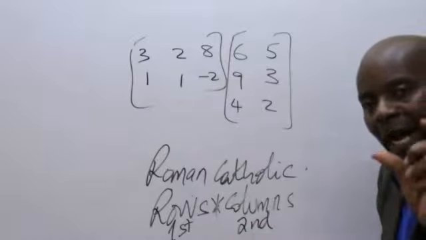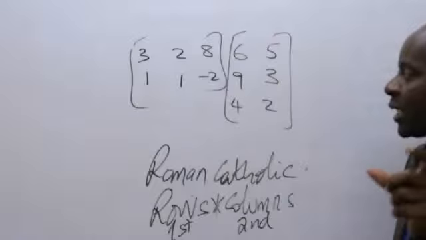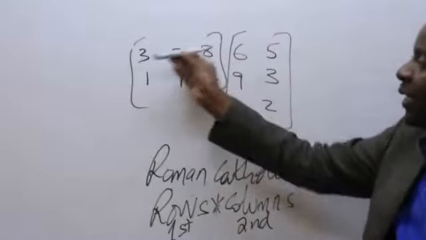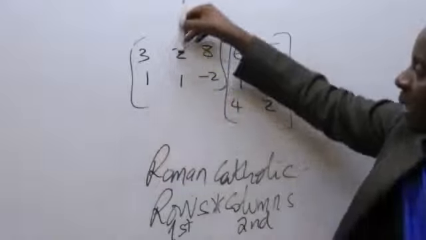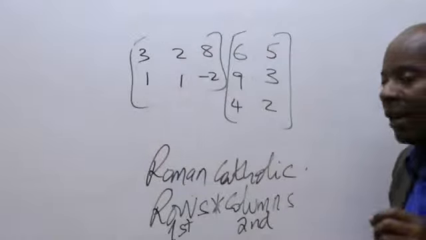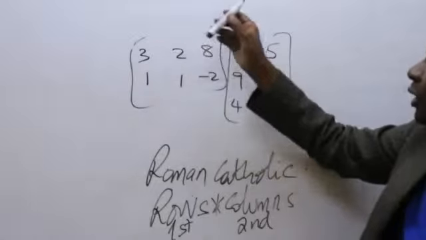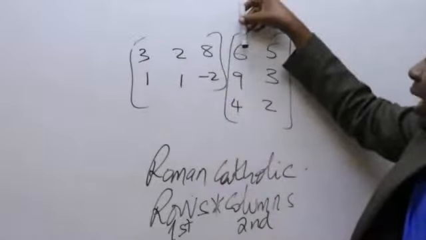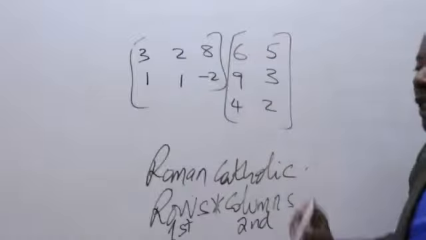Rows of the first matrix, rows go this way always. A column is like the columns of a house, they stand like this. So I'm repeating again. I'm saying that the rows of the first matrix will multiply the columns of the second matrix.